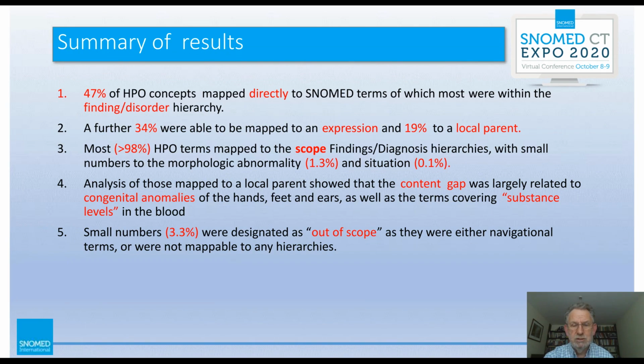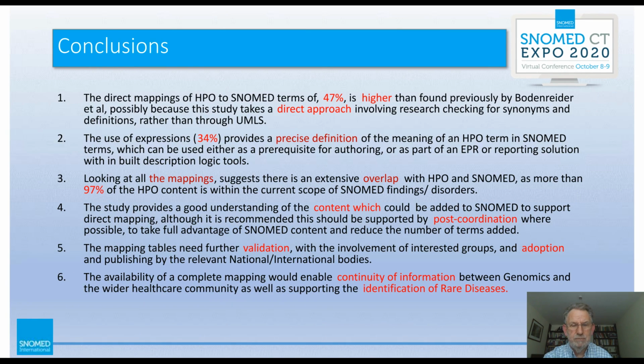Analysis of those mapped to local parents showed that the content gap was largely in relation to congenital anomalies of the hands, feet, and ears, as well as terms covering substance levels in the blood. Small numbers were designated as out of scope, as you might expect. In conclusion, the direct mappings of HPO to SNOMED were 47%, is higher than found previously by Bodenreiter et al., possibly because they took an indirect approach using UMLS, whereas I took a much more direct and simple approach.